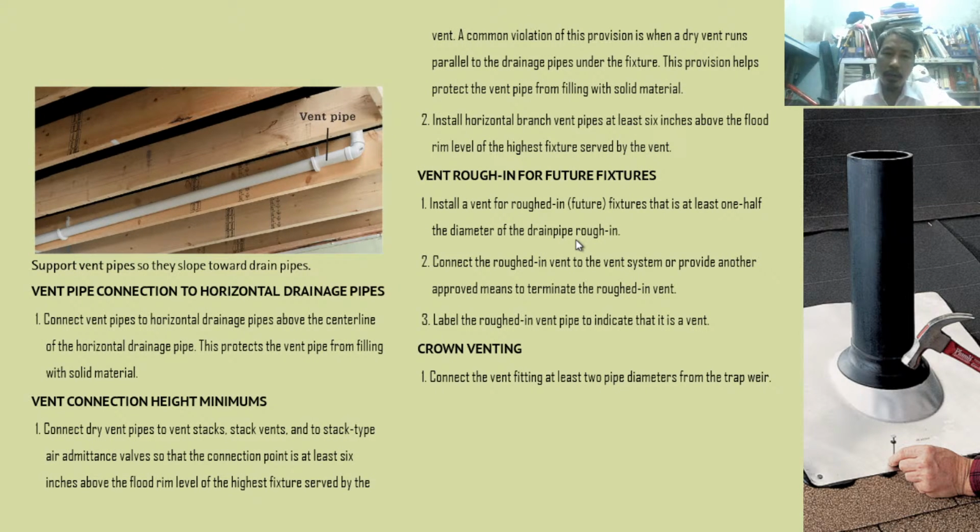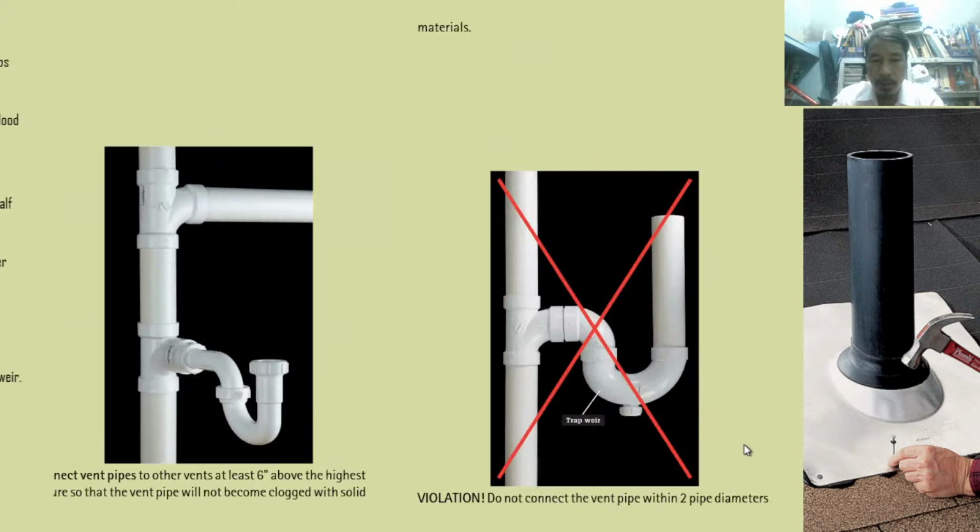What about crown venting? Connect the vent fitting at least 2 pipe diameters from the trap weir. Trap weir, at least 2 pipe diameters. That is crown venting violation. As you can see on the right side of your screen, do not connect the vent pipe within 2 pipe diameters.